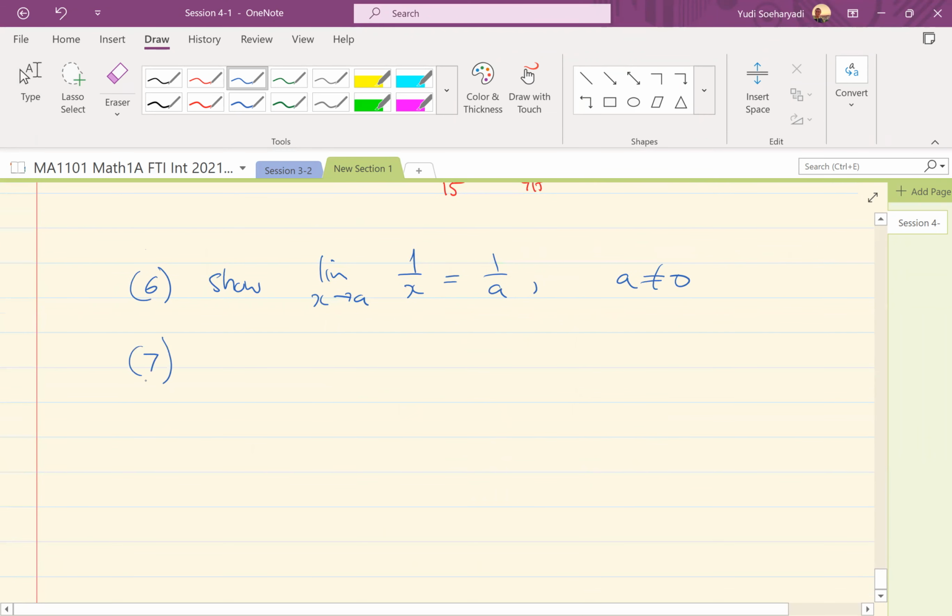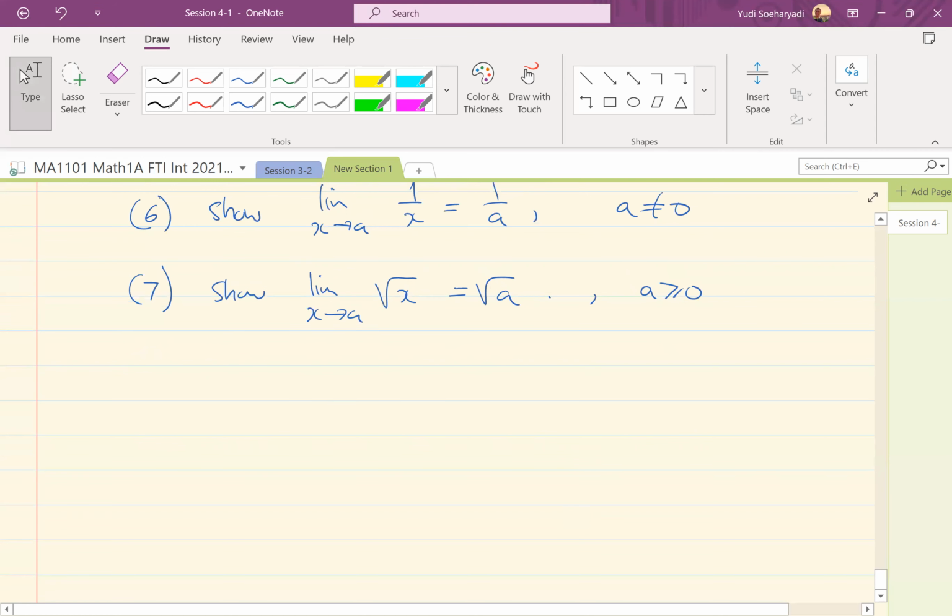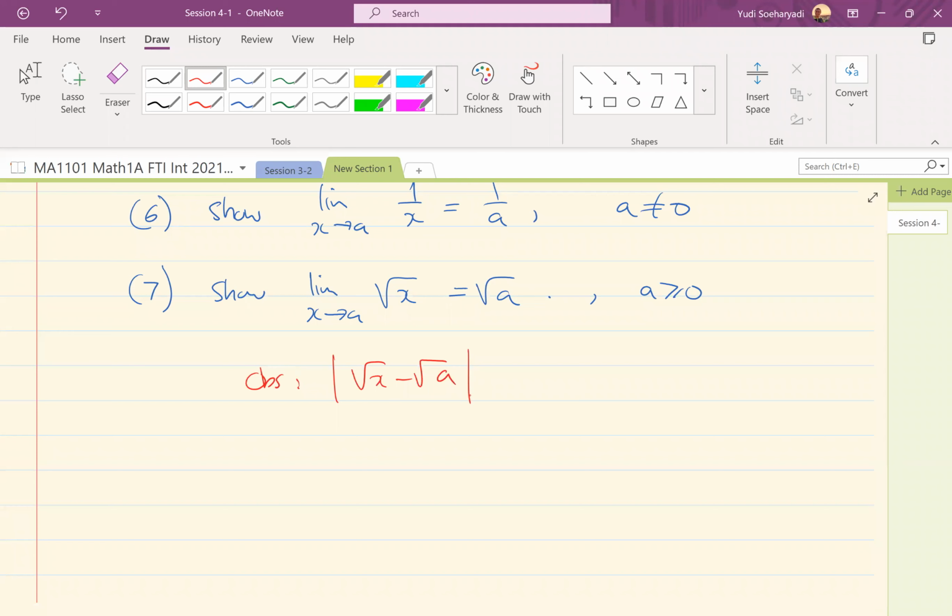One more example here is the limit of square root of x as x goes to a, where a is positive, non-negative in this case. Okay, so how to show this one? So our observation is this one. Okay, so then how do we deal with this?